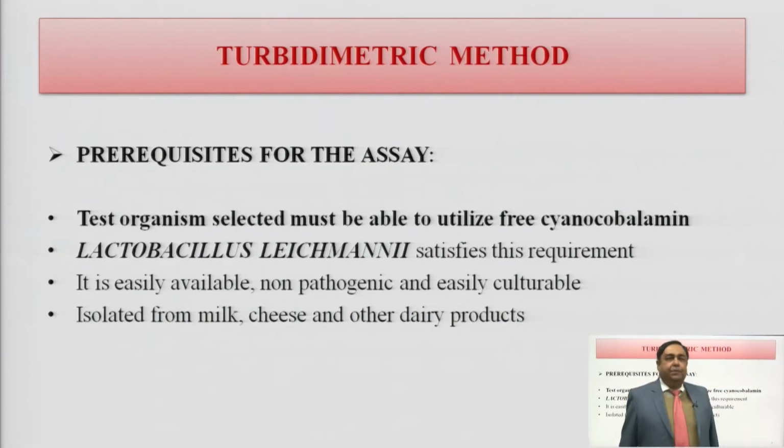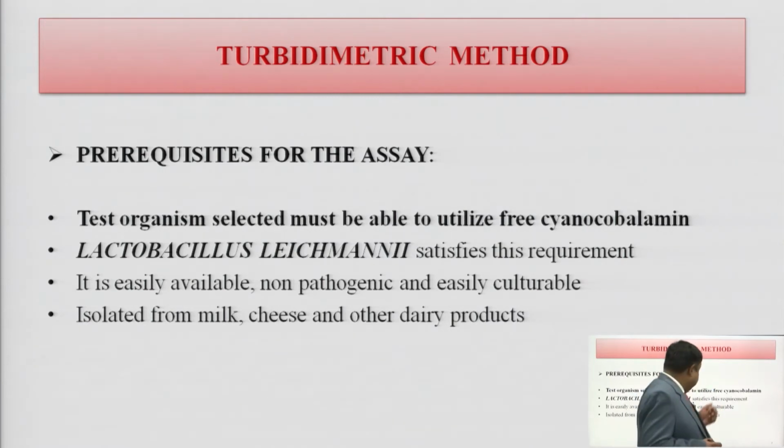So, let us see what are the prerequisites to the assay. The test organism selected must be able to utilize the free cyanocobalamin. Lactobacillus leichmannii, as I have told you, is the organism which we have to use. That is, its growth is very crucially dependent on the concentration of vitamin B12.